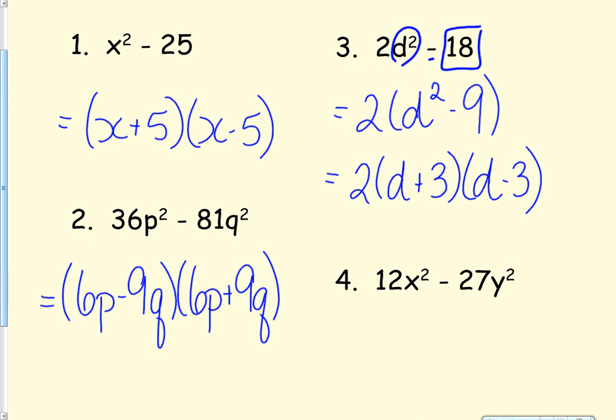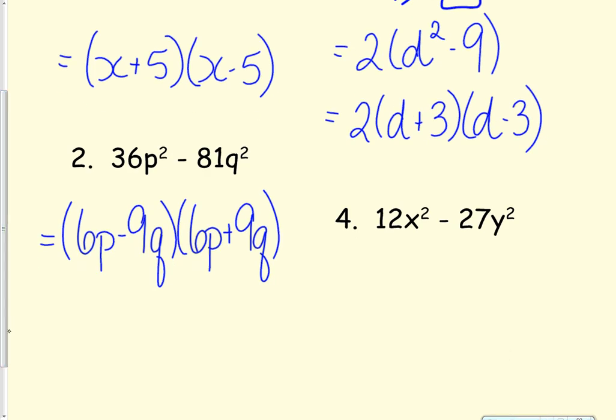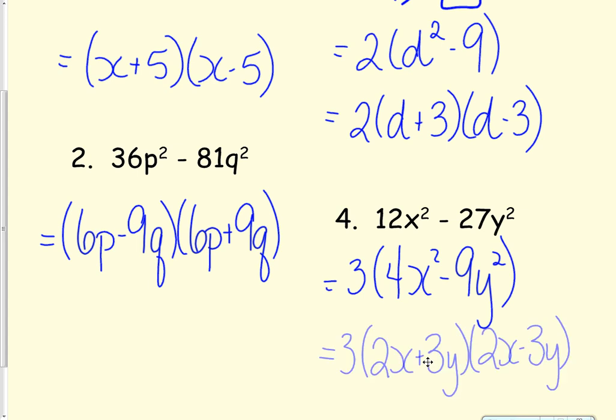And finally, we have 12x squared minus 27y squared. Again, it looks like it should be a difference of two squares, but it doesn't quite work. Let's look for a common factor, and when we do that, we take 3 out. We end up with 3 brackets 4x squared minus 9y squared, and then we can further factorize that into 3 brackets 2x plus 3y, close brackets, and then brackets 2x minus 3y, close brackets.